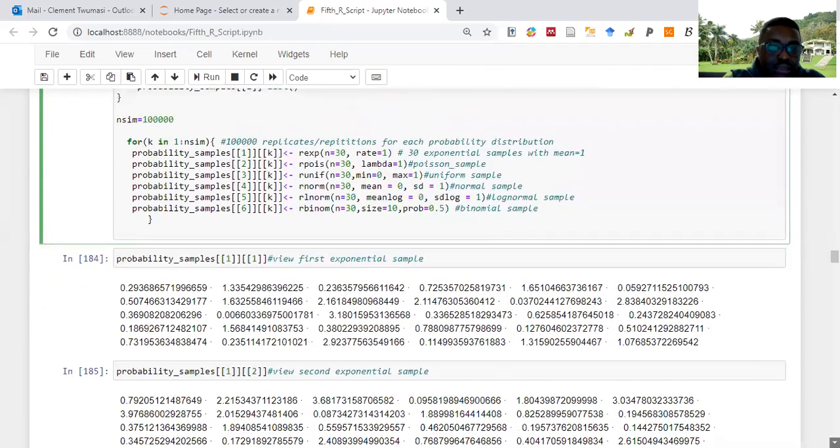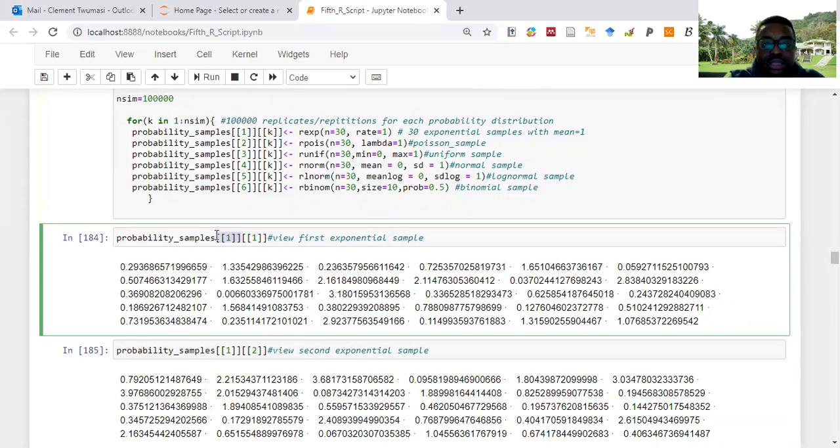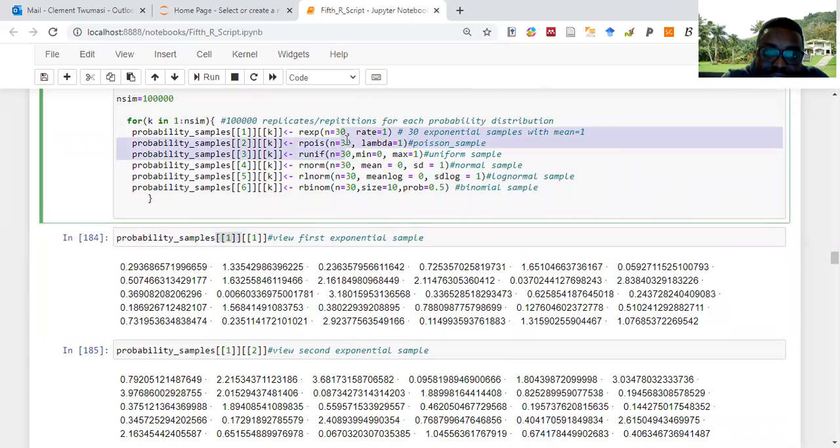So when I run now, I told you that the first extraction represents, when it is 1, exponential. When it's 2, it means it's Poisson. So here I'm considering 1, but I want to view the first 30 samples. I'm talking about the first exponential samples. Don't forget that for each sample, I'm creating 30, meaning I'm creating 30 samples from the exponential, but I'm considering 100,000 different replicates.